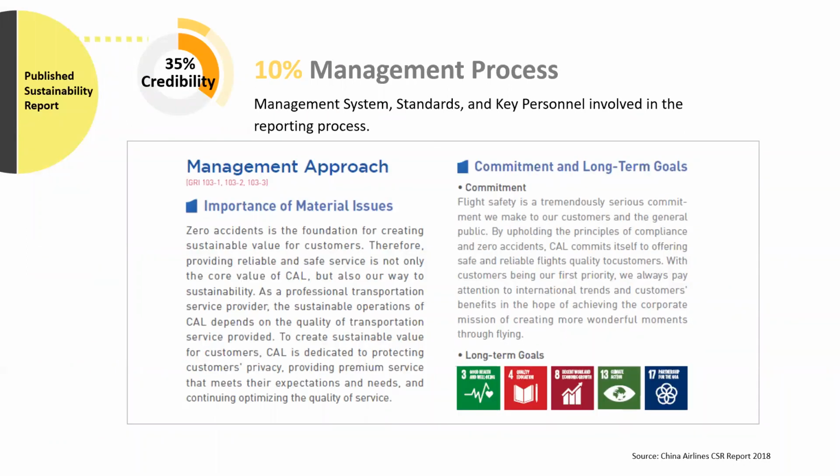Another 35% for credibility. So it's about how the report is credible to readers. So 10% out of 35 goes to management process. So it's about the management system, the different standards to follow, and the key personnel involved in the management process. In this case of the China Airlines report, it gives a very clear section of the management approach. What are the material issues, how they communicate and commit to the long-term goals, and how they follow SDGs.